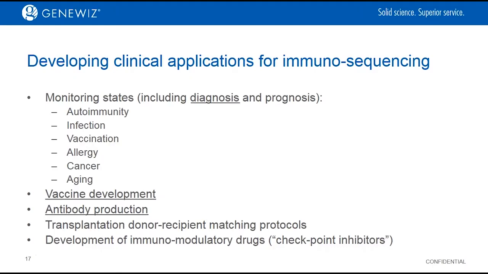Until now, we discussed the application of immunosequencing analysis in diagnosis of disease. However, applications include also prognosis and monitoring not only the disease states, but the states of aging and vaccination. Immunosequencing analysis is useful in vaccine development, which we have already discussed, and antibody production, transplantation donor-recipient matching protocols, and development of immunomodulatory drugs. I would like to focus on antibody production that represents the fastest growing segment of biotech industry.